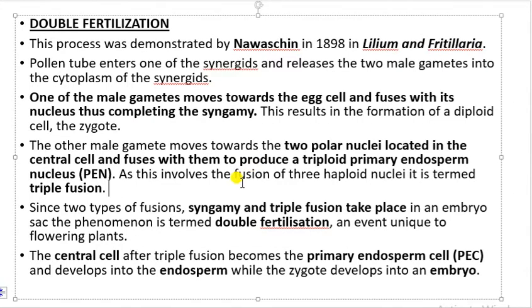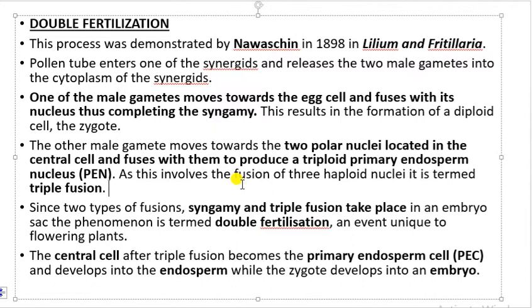Now moving towards double fertilization. This process was identified or demonstrated by Nawaschin in 1898 in Lilium and Fritillaria plants. Now the pollen tube, as we know, enters through the micropyle and enters into one of the synergids which is present in the egg apparatus. As soon as the pollen tube enters the synergid, it releases two male gametes into the cytoplasm of the synergid. So the pollen tube contains two male gametes which were obtained from the generative cell. These two male gametes are released into the cytoplasm of the synergid.